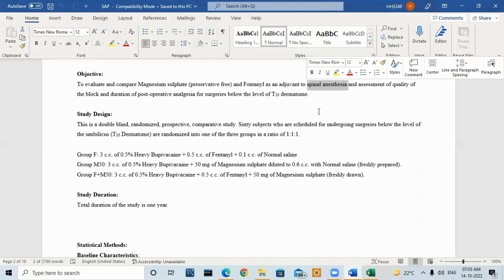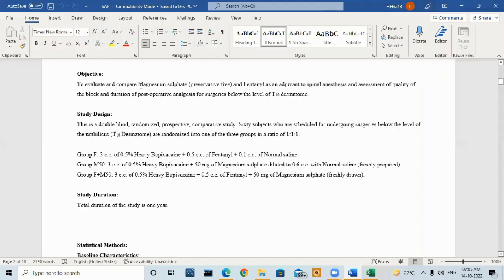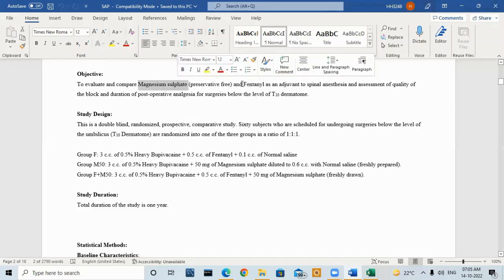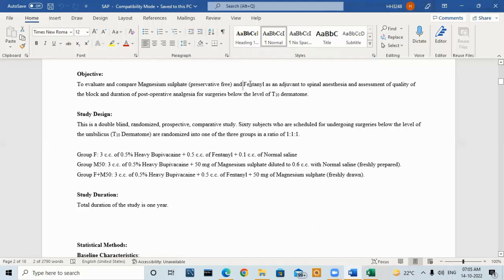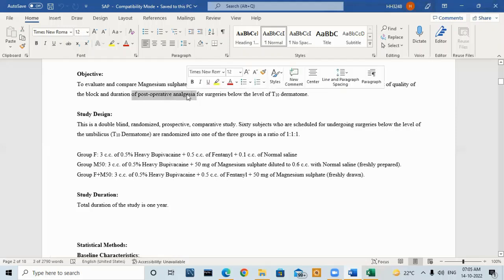Along with the spinal anesthesia, the subject is given one more drug: magnesium sulfate and fentanyl. These two are given along with the spinal anesthesia as adjuvants. For what purpose? For post-operative pain block, to block the pain during surgeries. Understood? This is the background I am explaining about this file. What does this file consist of?